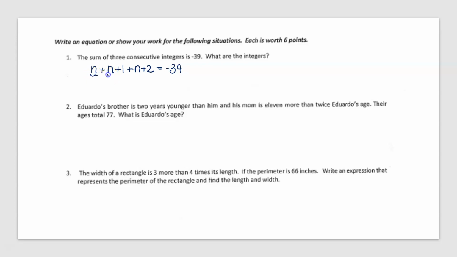So if I combine my n's, I have 3n. If I combine my constants, I have 3, all equal to negative 39. If I subtract 3 from both sides, I have 3n equals negative 42. And if I divide by 3, I get my first integer is negative 14. If I add 1 to it, my second one is negative 13.